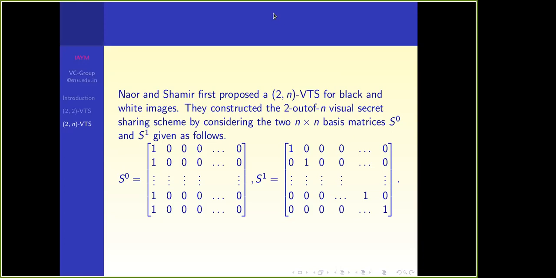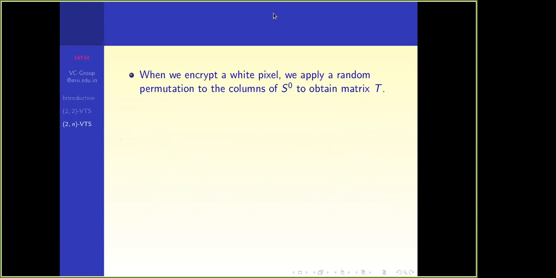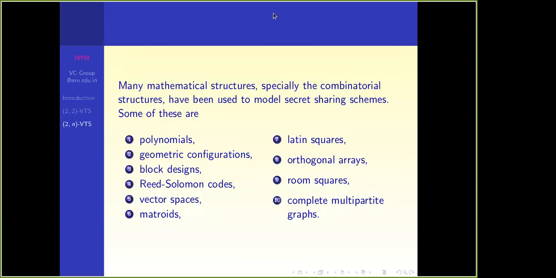Today I just want to give this so that you can read the Naor and Shamir paper now. This is visual cryptography, which is also part of secret sharing. I told you one polynomial method, but there are many other methods. If you are interested, you can look at geometry configuration, block designs, vector spaces, matroids, Latin squares, orthogonal arrays. There are many methods used for secret sharing techniques. It is a little different from cryptography. Here one secret is there that we are sharing, so the objective is completely different.